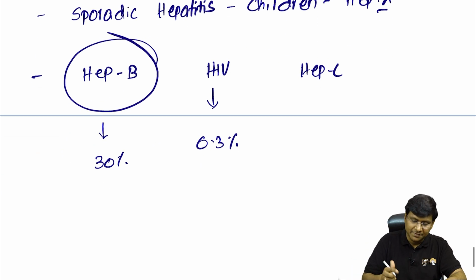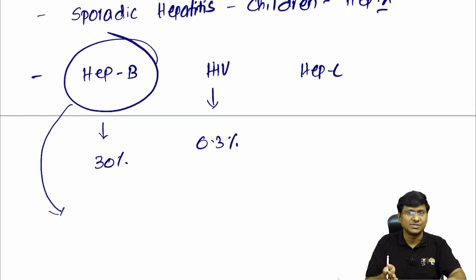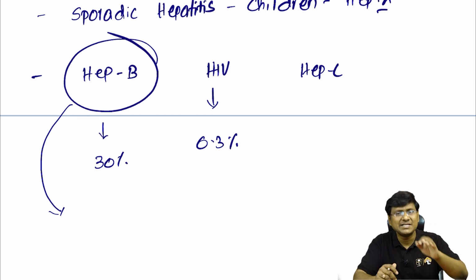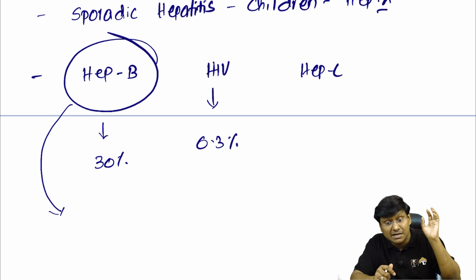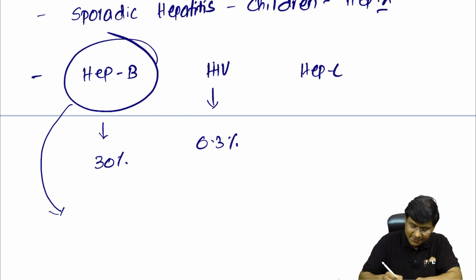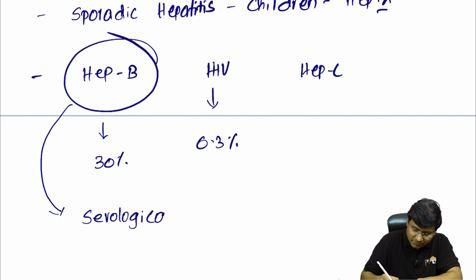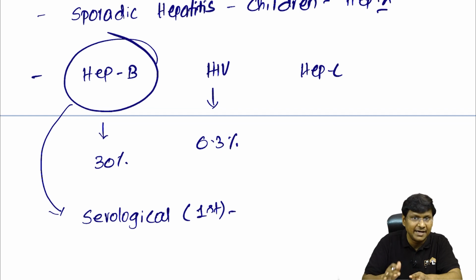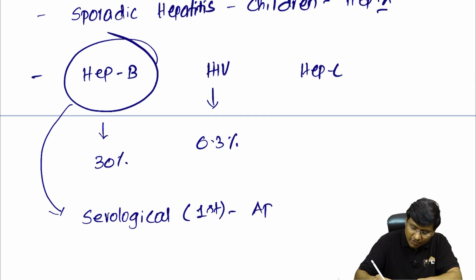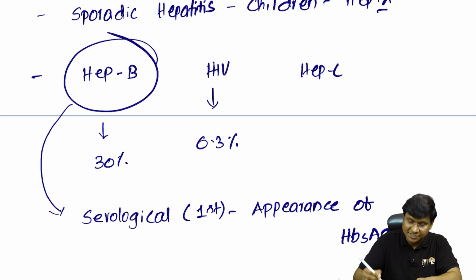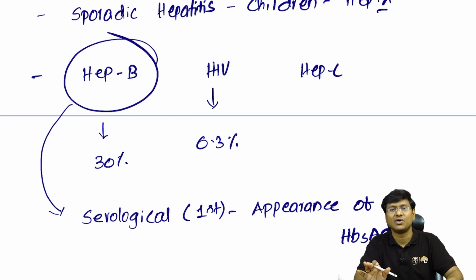Okay. Now, once the hepatitis B virus enters the blood, what is the first important serological marker that will appear in the blood? The first important serological marker that will appear in the blood will be the appearance of the HBsAg. This is the first important serological marker that will appear in the blood, right?